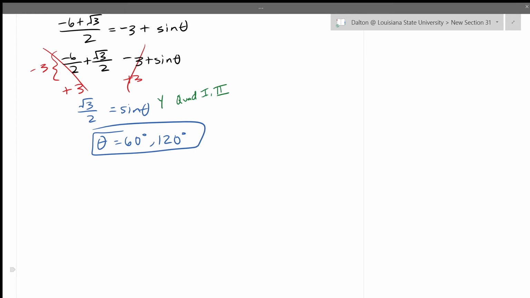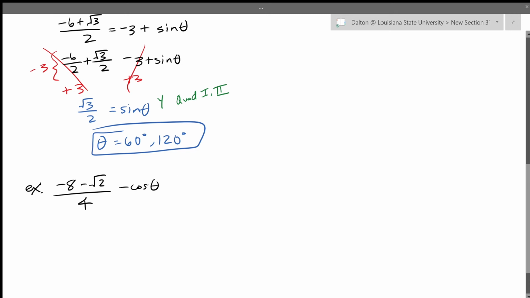A third example, negative 8 minus the square root of 2 all over 4 minus cosine theta is equal to negative 2 minus 5/4 cosine theta.